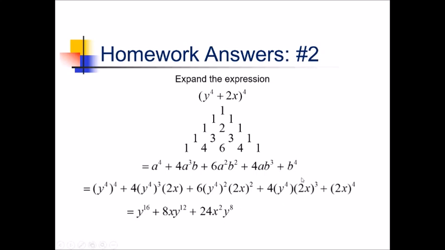Next, we've got, let's see here, 2x cubed is really 8x cubed, times 4 is 32x cubed, and that y to the 4th is along for the ride. And finally, 2 to the 4th is 16, and then we have x to the 4th to go with that.